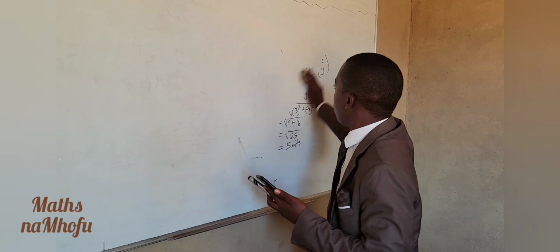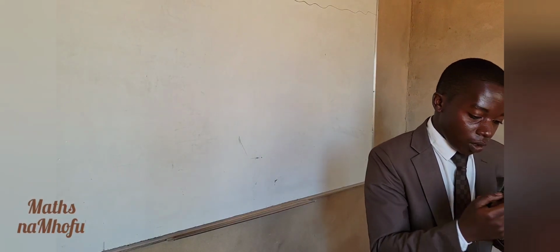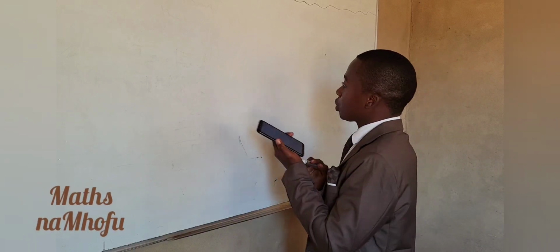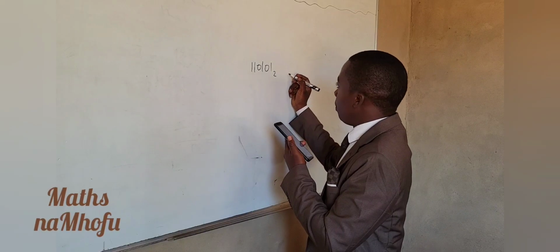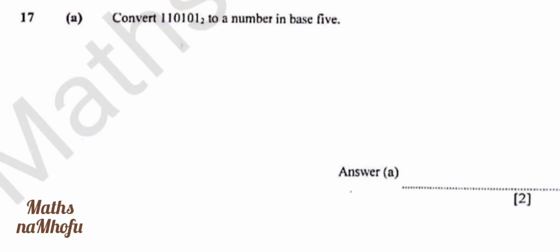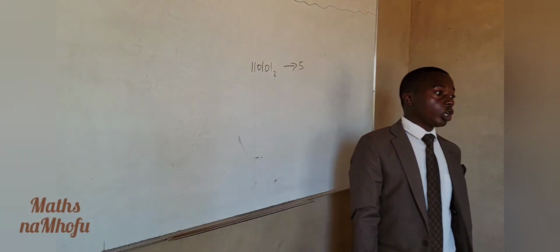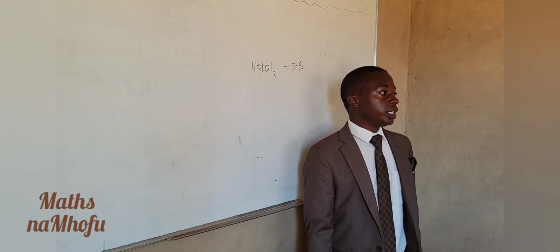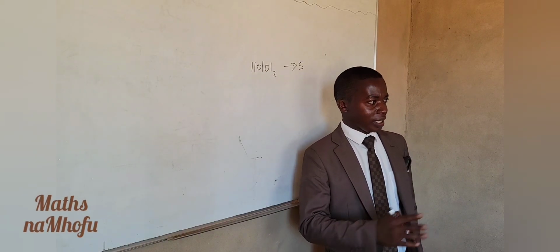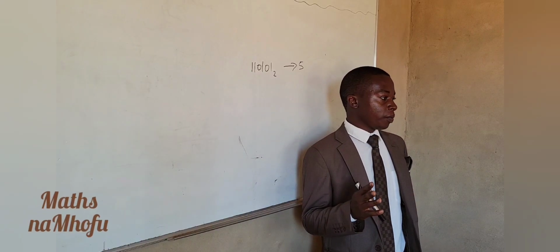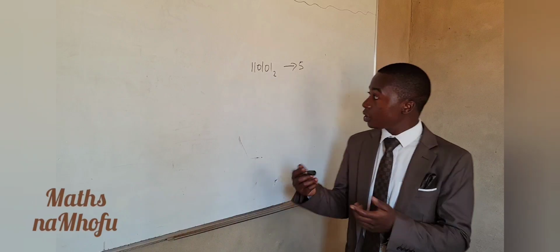Convert number bases. Convert 110101 base 2 as a number to base what? 5. So we want to change this to base 5. It's very simple. Remember, you can use the short method or the long method. It depends on what you want. But I think most of you prefer the long method, isn't it? First expand, you place the powers, you divide, then you simplify, right? Okay, let's do that.